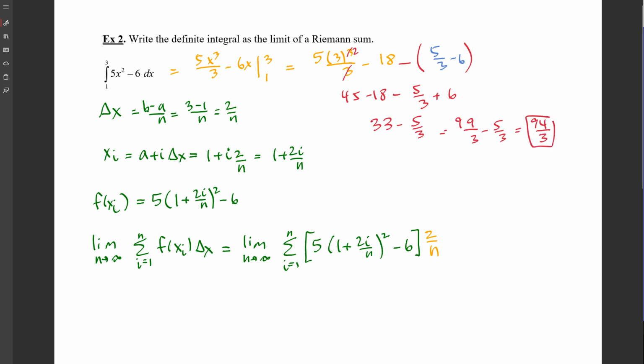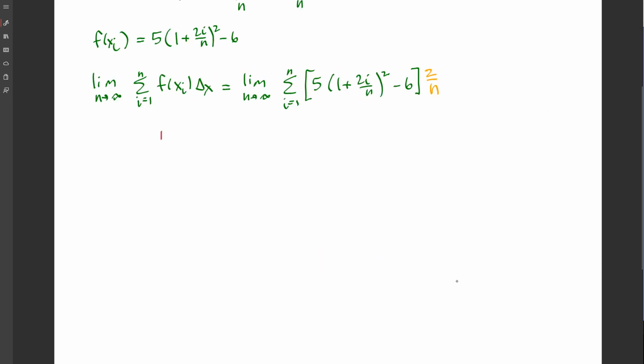So what I'm going to do is simplify this expression and see if I get 94 over 3. First, I'll have the limit as n goes to infinity, from i equals 1 to n. And let me go ahead and take this quantity to the second power. So that's 5 times 1 plus 4i over n plus 4i squared over n squared, minus 6 times 2 over n. Now I distribute this 5.